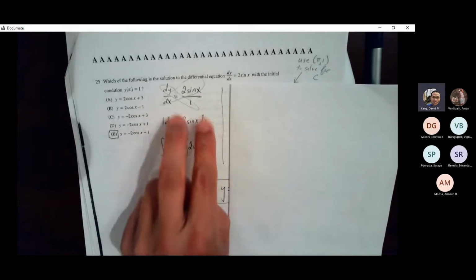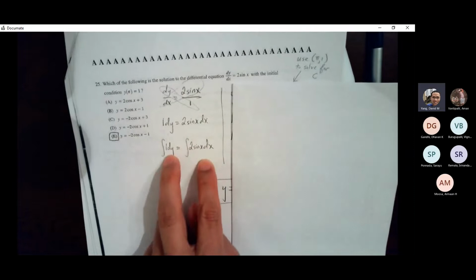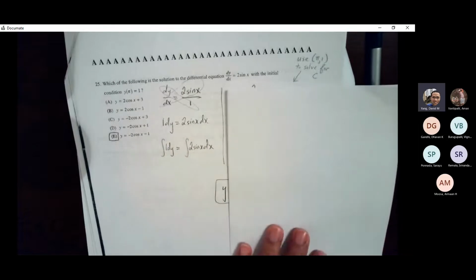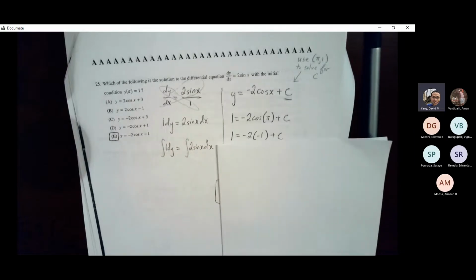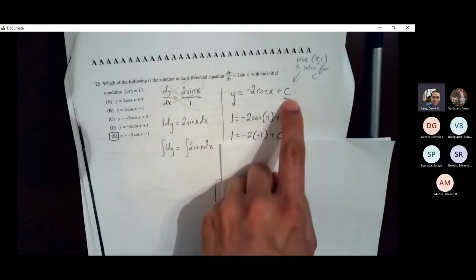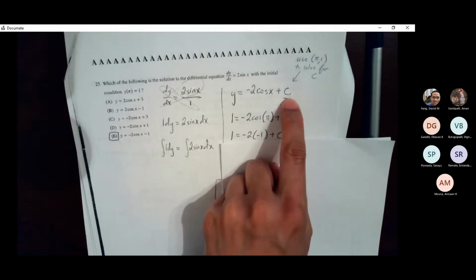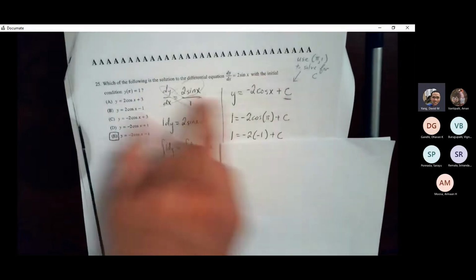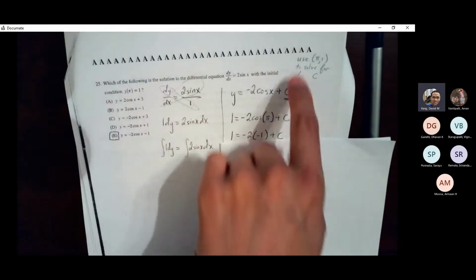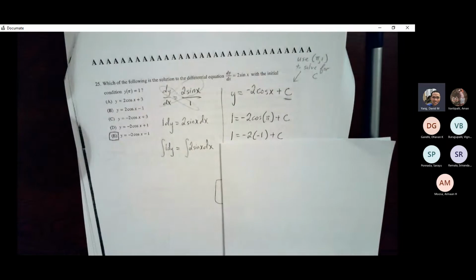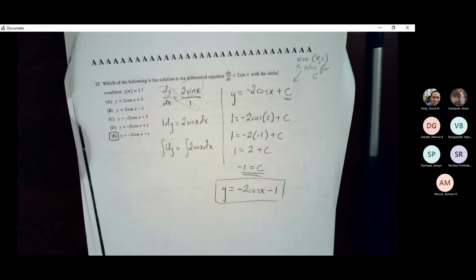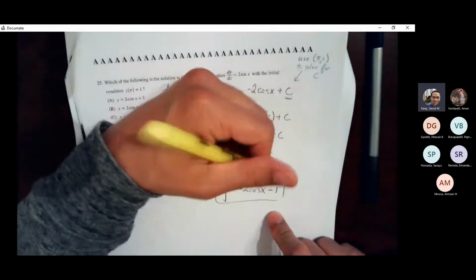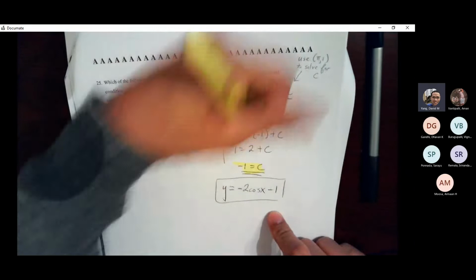Okay, full separation here. So take the antiderivative: 1 becomes y, sine x becomes negative cosine. Once we have our equation, we don't forget to include the plus c. And once we have that plus c, you can use your ordered pair. My ordered pair is pi, 1: pi in for x, 1 in for y. Find your way to the c value. Once you have your c value, then you can put that c value back into where you initially made that substitution.